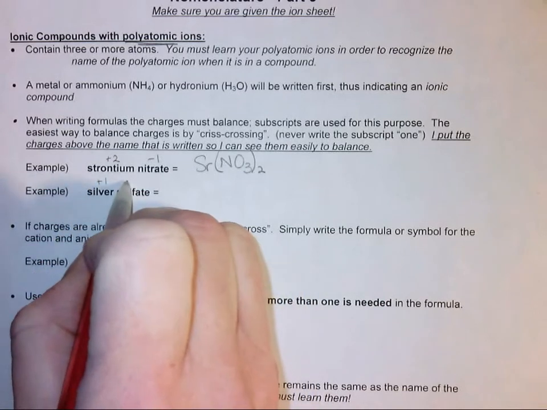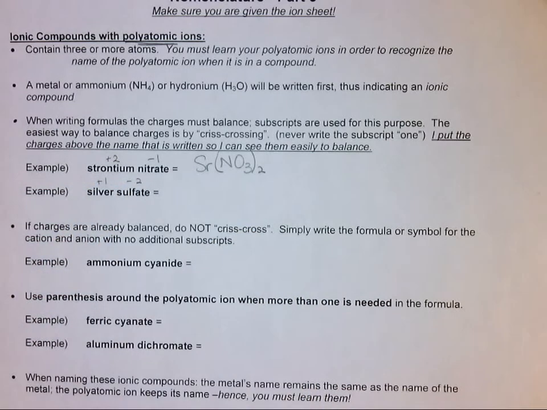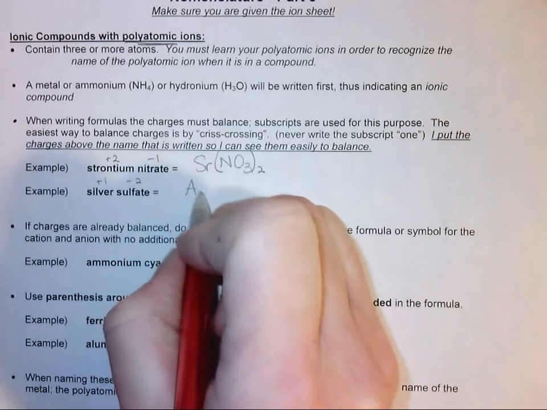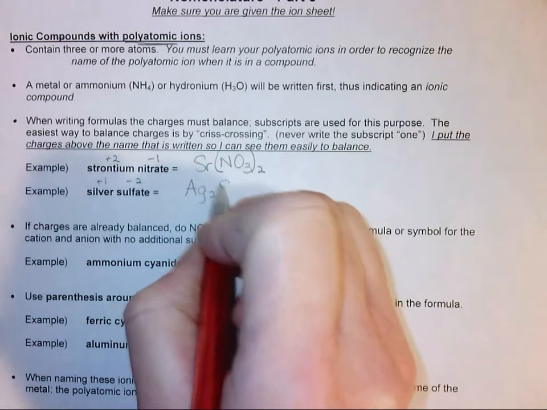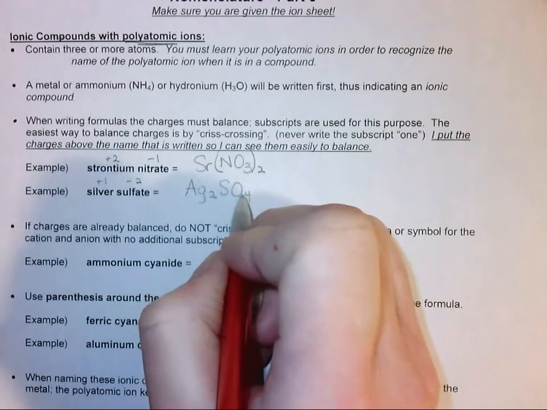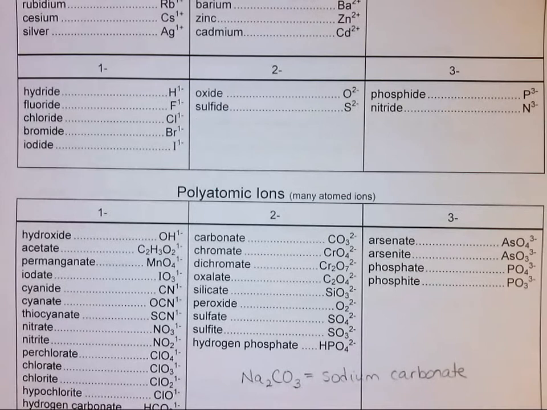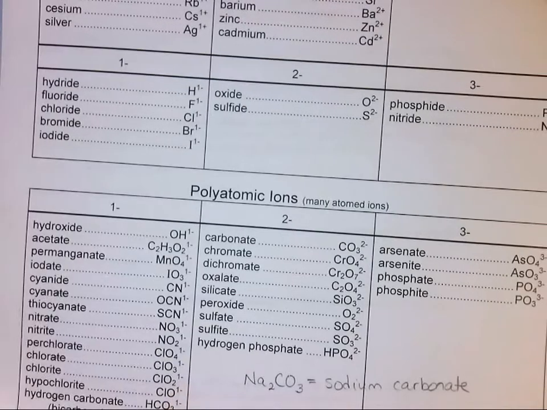Silver is +1, sulfate is -2. How many silvers do I need? I need 2. So it is Ag2SO4. Again, how do I know sulfate is SO4? I've memorized it. Sulfate SO4.